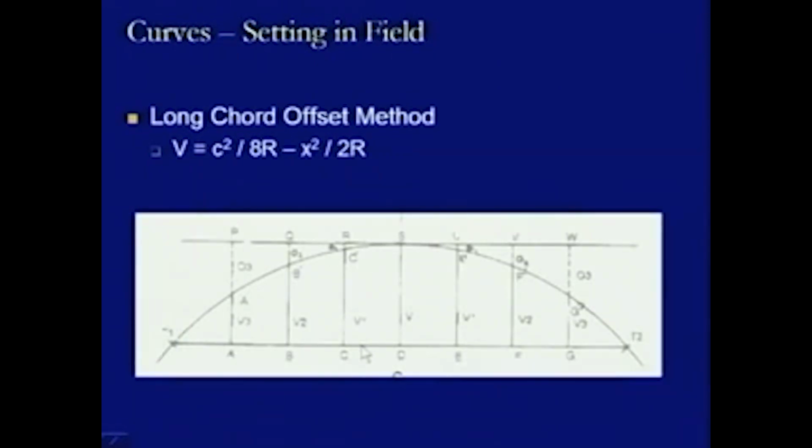Now, this is another method, the long chord offset method. In the long chord offset method, we are using the tangent length T1 T2, and at the center, that is D, this maximum value is always known, and this is the versine V. Looking at this aspect, we have computed with respect to this value of V, and the formula says that this is equal to C square divided by 8R minus X square divided by 2R.